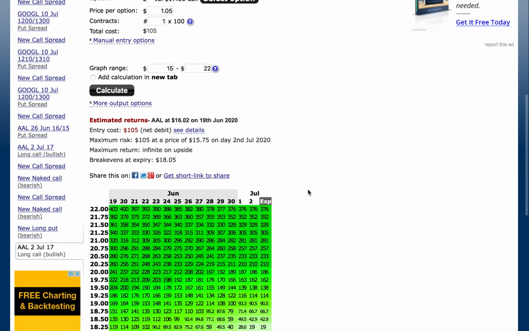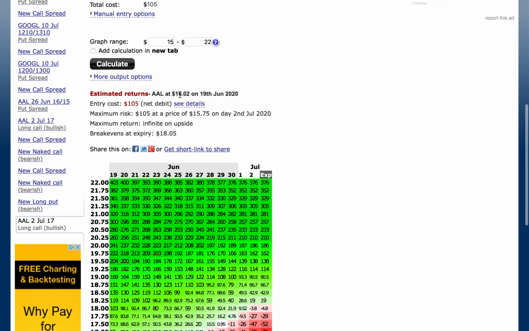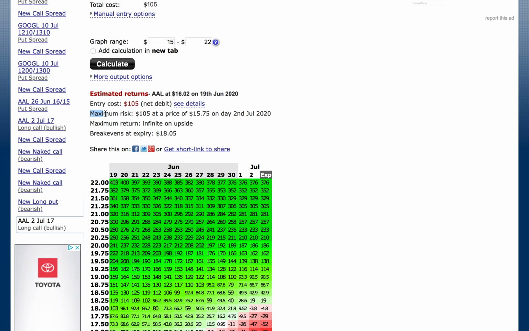So, as you can see, right, this estimated returns section right here gives you valuable information, right? It's really neat. It calculates everything for you. But as you can see, your maximum risk is 105, just like I mentioned before. That's the most amount that you can lose. But look at the maximum return. Infinite on upside. What does that mean? That means theoretically, when you buy a call, you can potentially make an infinite amount of money on it, right?